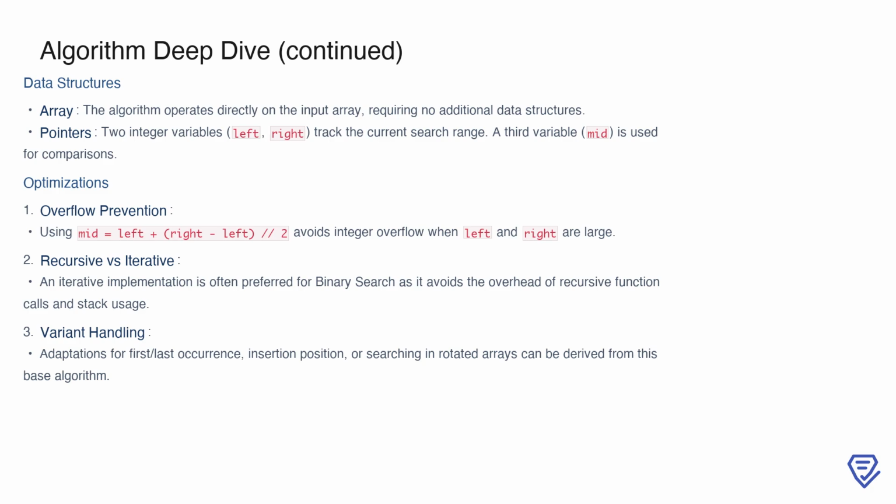Additionally, while binary search can be implemented recursively, the iterative approach is often preferred. Iterative implementations avoid the overhead of recursive function calls and the risk of stack overflow for deep recursion. Finally, there are several useful variations of binary search, such as finding the first or last occurrence of a value, determining an insertion position, or adapting the algorithm to handle rotated sorted arrays. These variants build upon the core logic of the algorithm and are tailored to specific problem requirements.